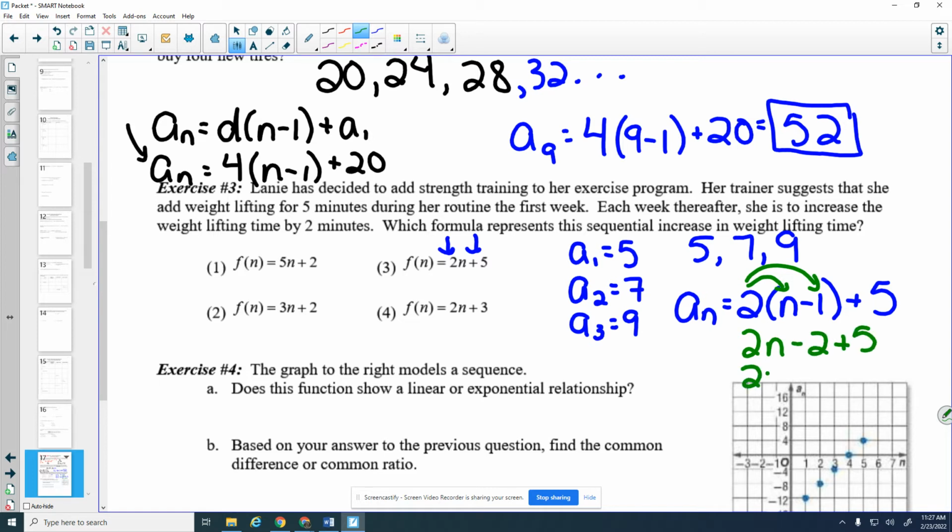So this is going to simplify to 2n plus 3. So that is the correct formula. So you want to be really careful. You want to really work through it and get down and eliminate down to your final multiple choice.